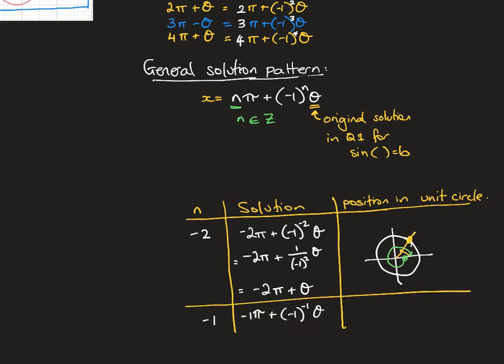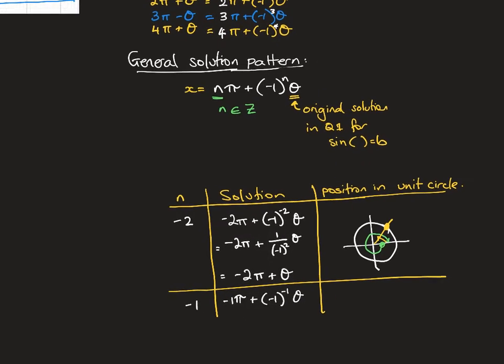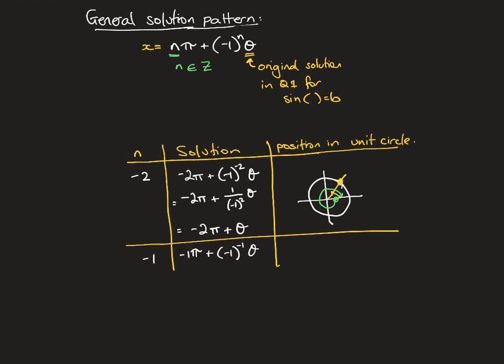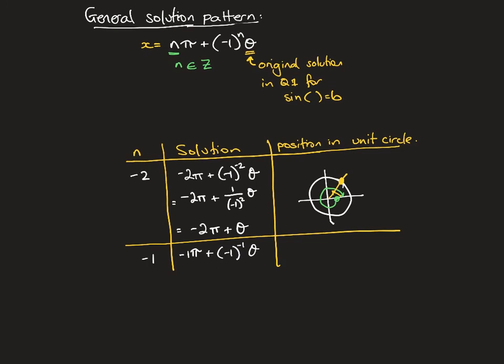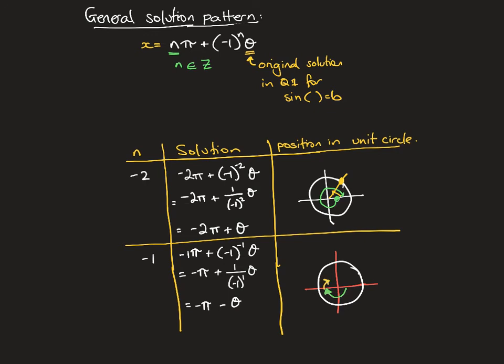For minus 1, we get a formula that says minus 1 pi plus minus 1 to the power of minus 1. So if we tidy that up, we get minus pi. This becomes 1 over minus 1 to the 1, which gives us our negative. So minus pi minus theta on the unit circle, minus pi, and then minus another theta brings us around to this quadrant here. And this is our second point that we found that had b as its coefficient for y.